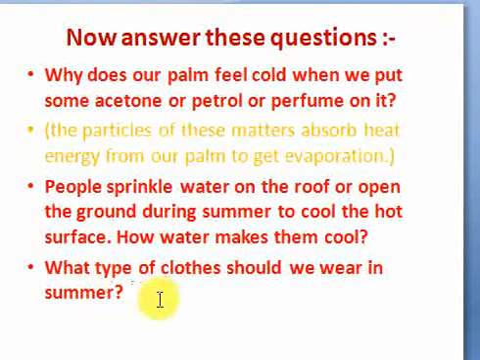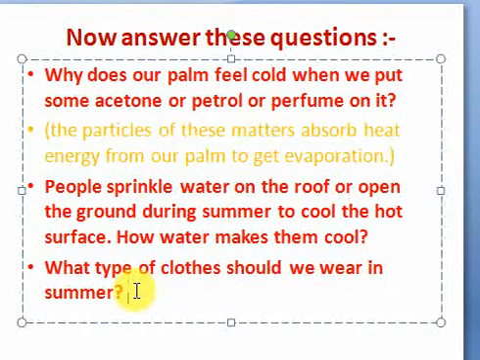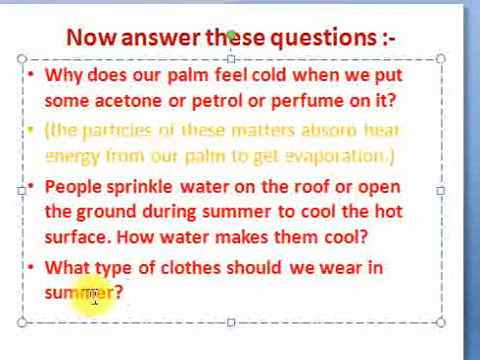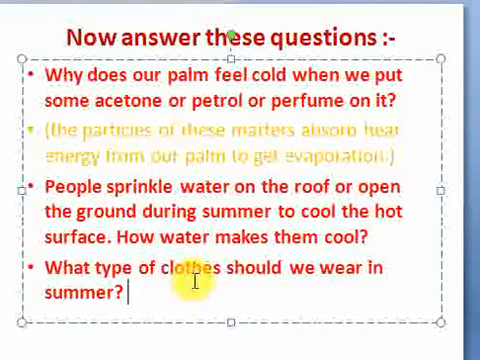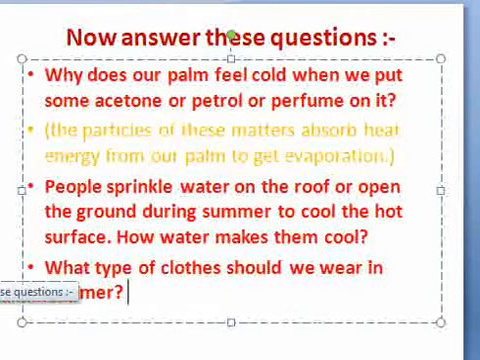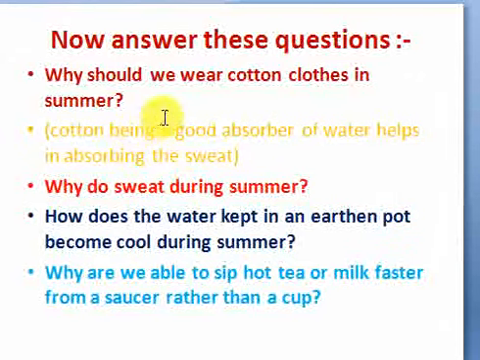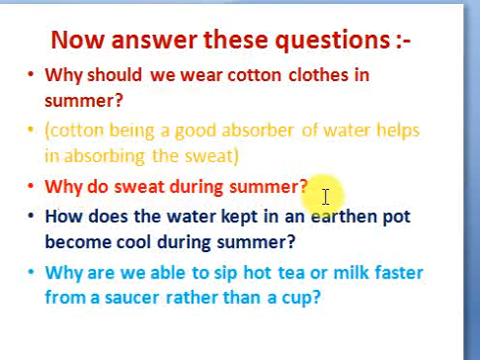Next, what type of cloth should we wear during the summer? We have to wear cotton clothes during summer. This is because during summer we generally sweat. Cotton absorbs water or sweat from our body, because the absorbing capacity of cotton is more. So we have to wear cotton clothes during the summer. This answer is over.